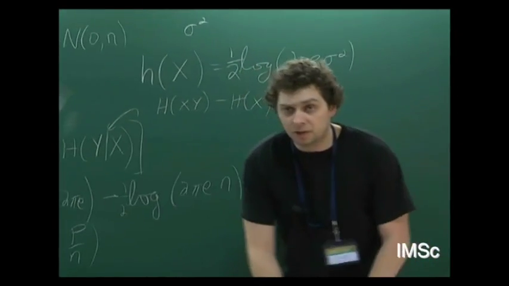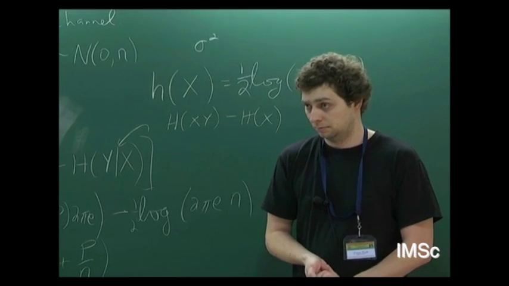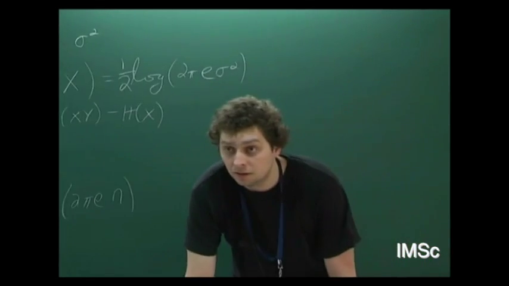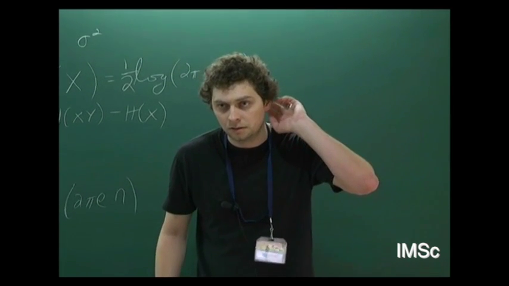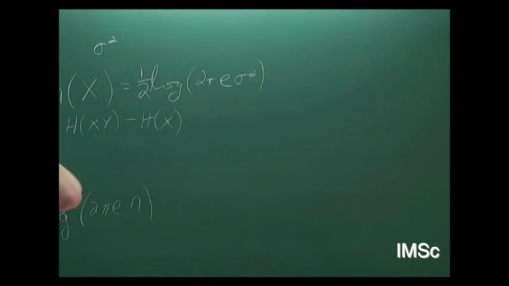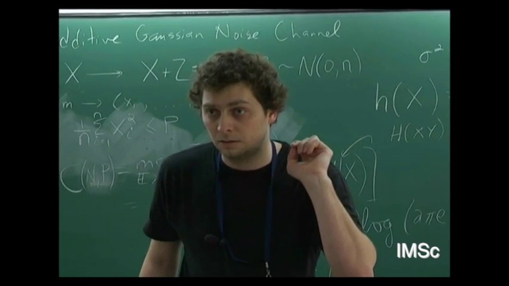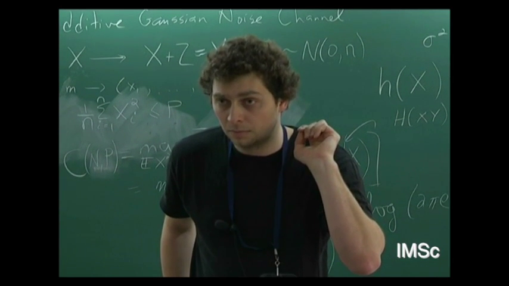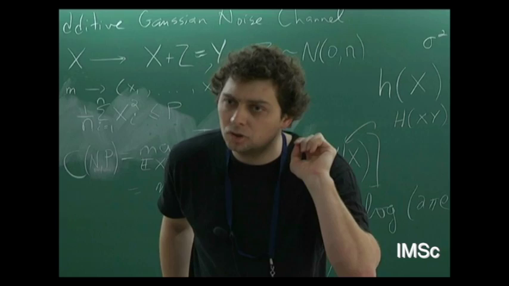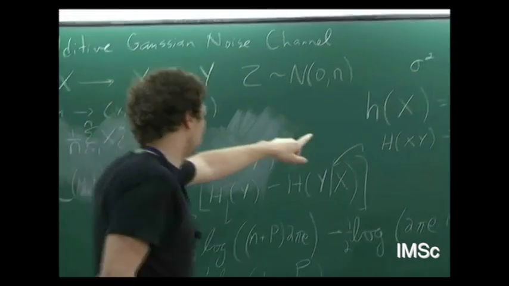So before we go on, are there any questions? If you consider a Gaussian channel with a spread sigma, the entropy is something like half log of sigma squared. How does the expression come about?